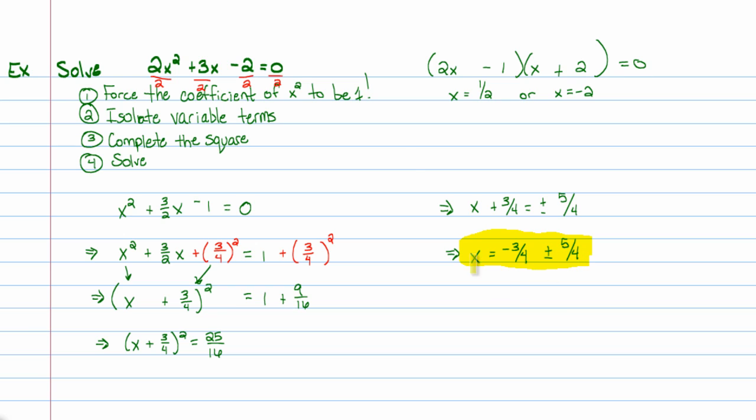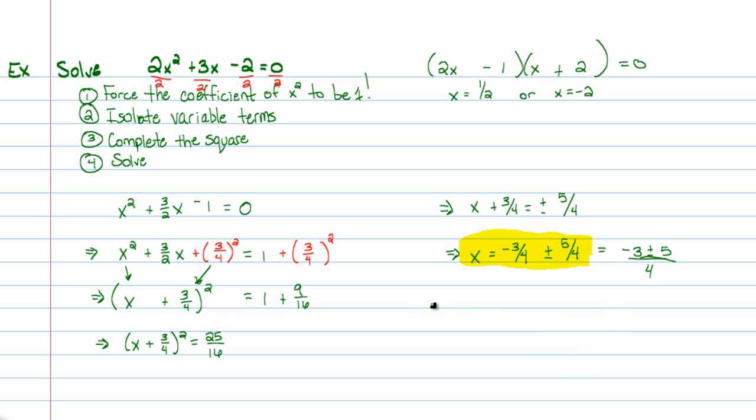Is it improper to leave it like this? No. But some instructors, not myself, but some other instructors might want you to combine numerators since their denominators are the same and say this is the same thing as saying negative 3 plus or minus 5 all being divided by 4.